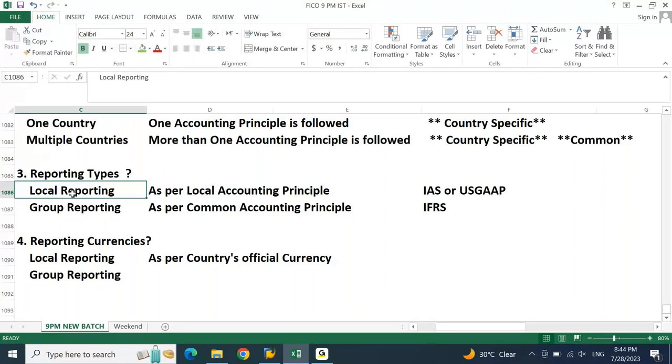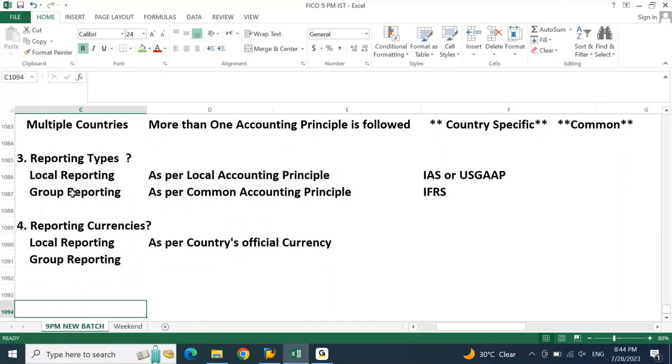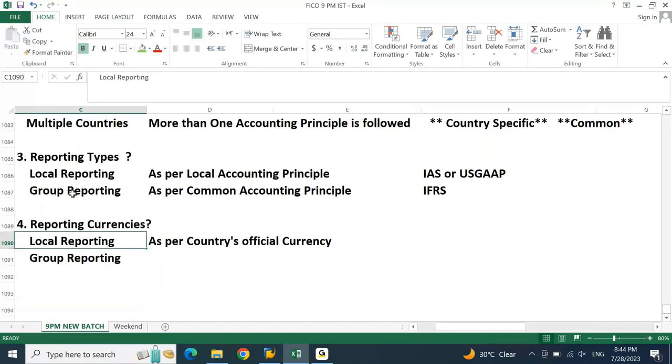And what will be the currency code in that case? Which currency will be followed? That is what I'm writing now. Okay, that's what I'm writing now, reporting currencies. Okay, thank you.